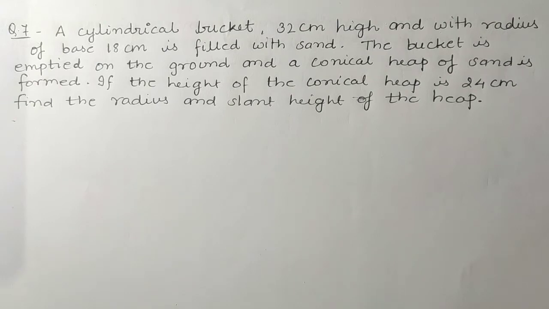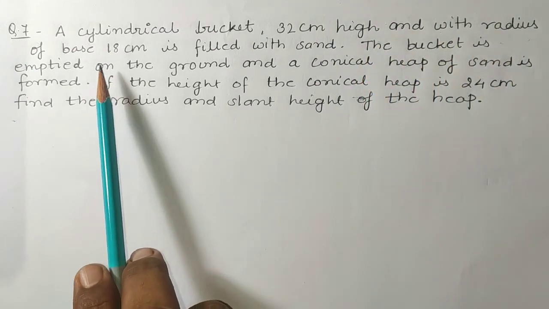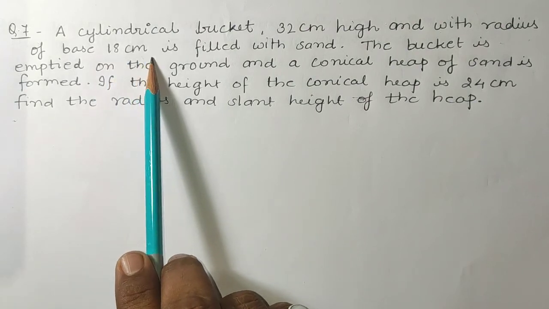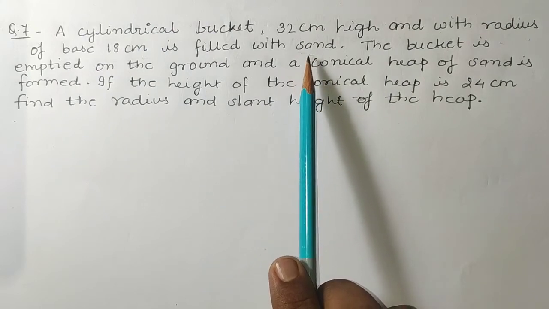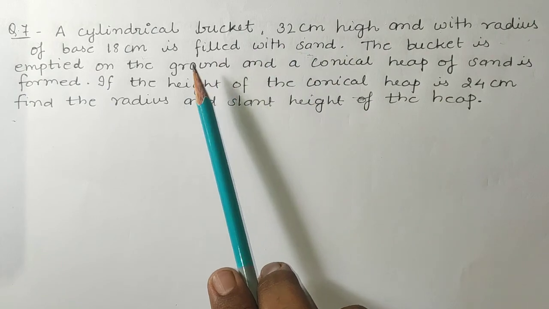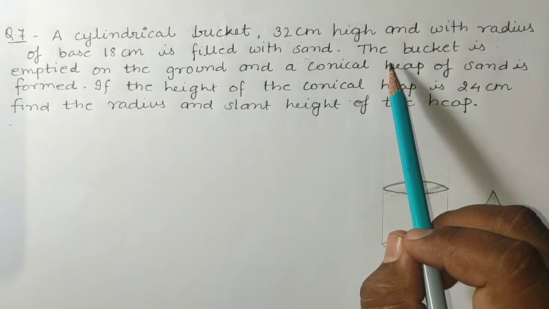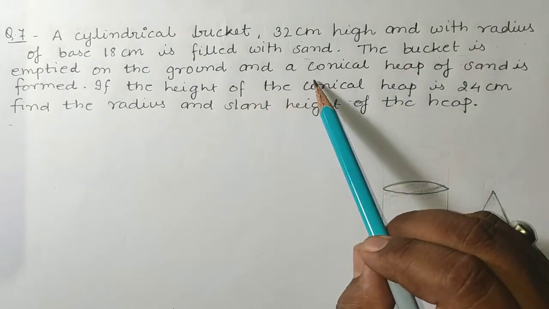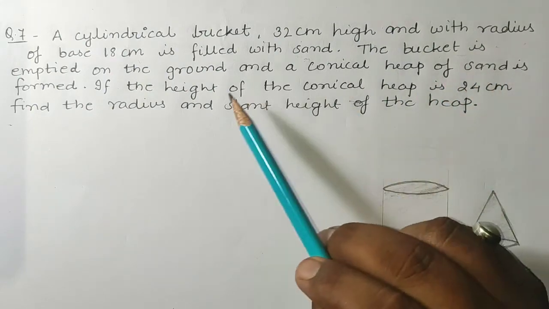Coming to the next question, students, question number 7. The question is: a cylindrical bucket 32 centimeter high and with radius of base 18 centimeter is filled with sand. There is a cylindrical bucket whose height is 32 centimeter and radius is 18 centimeter, which is filled with sand. The bucket is emptied on the ground and a conical heap of sand is formed.